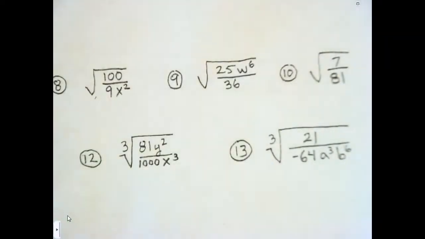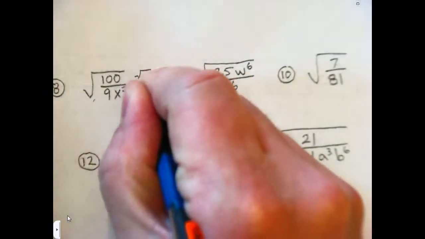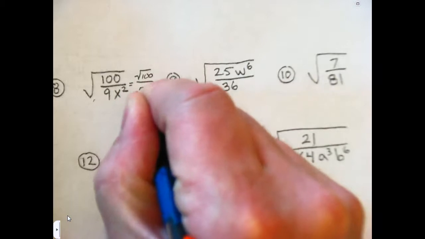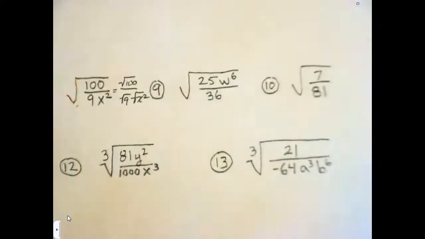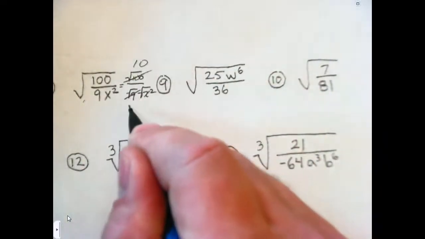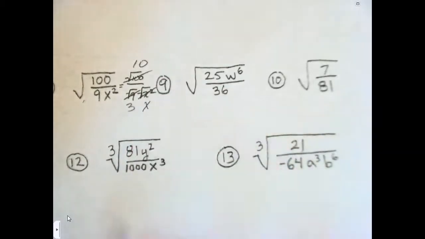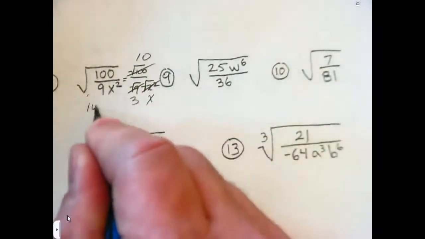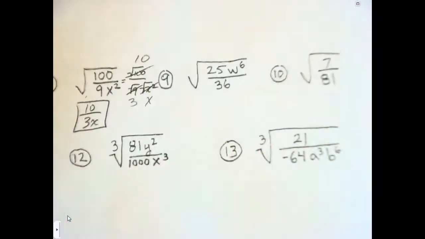Okay, get your attention back up here. When we break that one apart, we get root 100, which becomes 10, root 9, which becomes 3, and root x squared, which is 2 divided by 2 is 1, so x to the first. So we get 10 over 3x. You can't reduce the 10 thirds, so you just leave it.